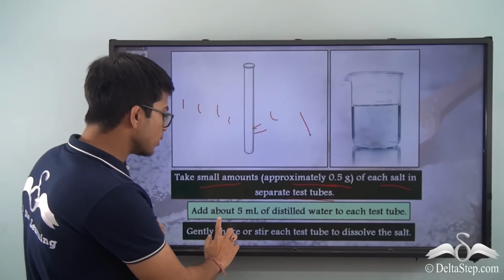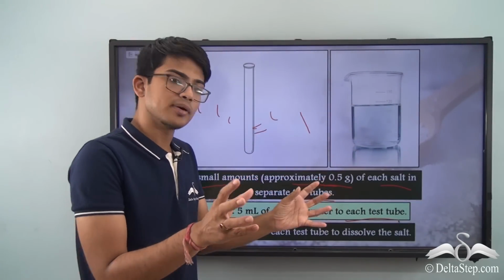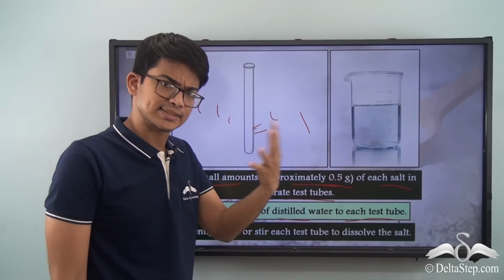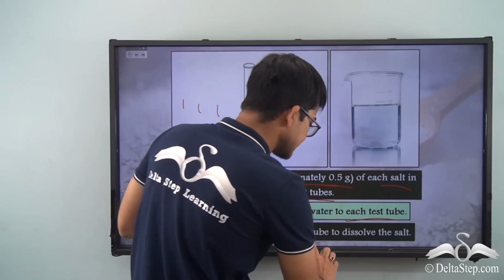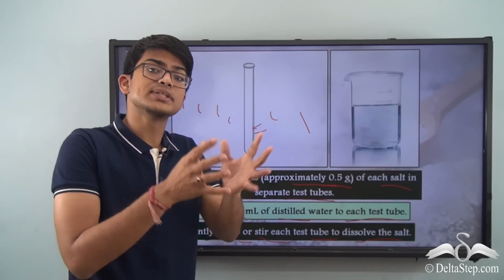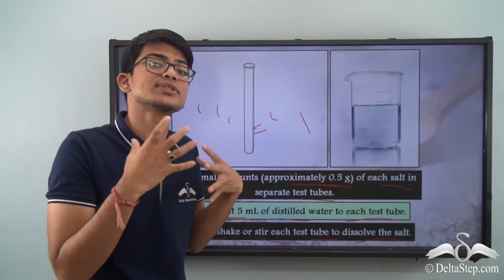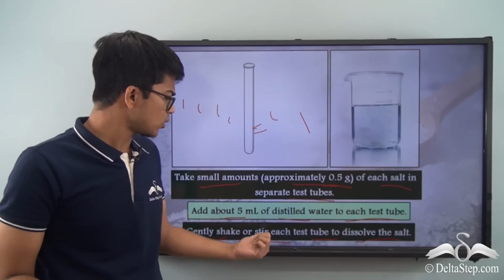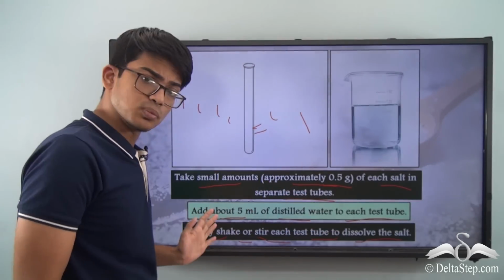Now add about 5 ml of distilled water to each test tube. So first of all, after you add 0.5 gram of each salt, you will be adding around 5 ml of water to each test tube. And then gently shake or stir each test tube to dissolve the salt. Here in this experiment, our main motive is to dissolve the salt in the water, not in the test tube. You have to dissolve the salt in the water which is there in the test tube. For that you can either shake it or stir it, whatever you want to do, but then you have to dissolve it.